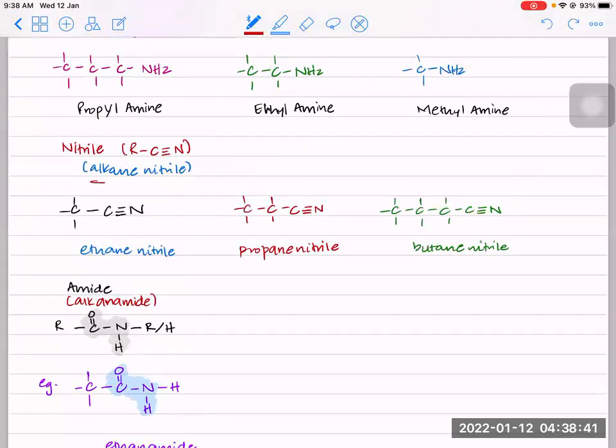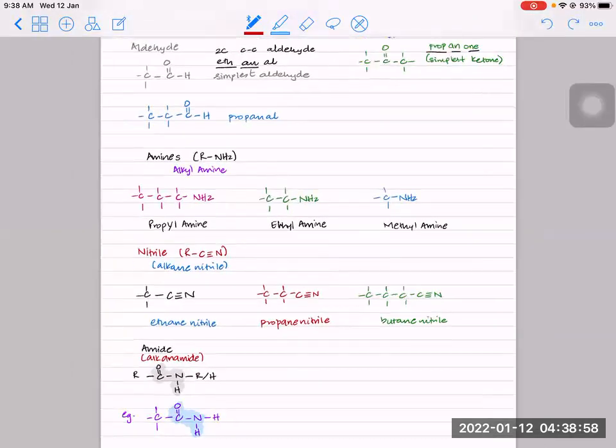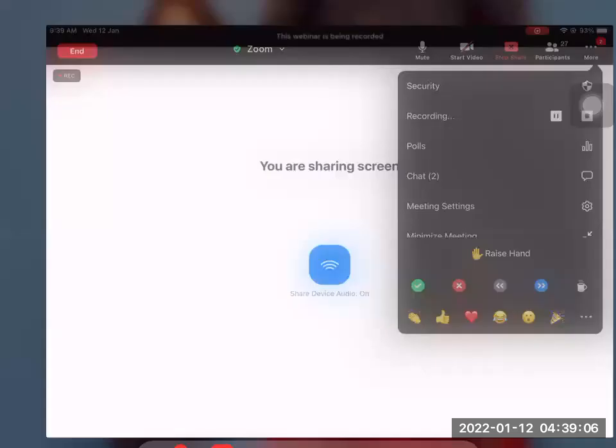Likewise, nitriles were alkane nitriles. You write the name of the alkane: ethane nitrile, propane nitrile, butane nitrile. These are alkane nitriles. These are alkylamines: propylamine, ethylamine, methylamine. Clear? Do you all get this? So these are all the functional groups. Now let's have you identify some functional groups.